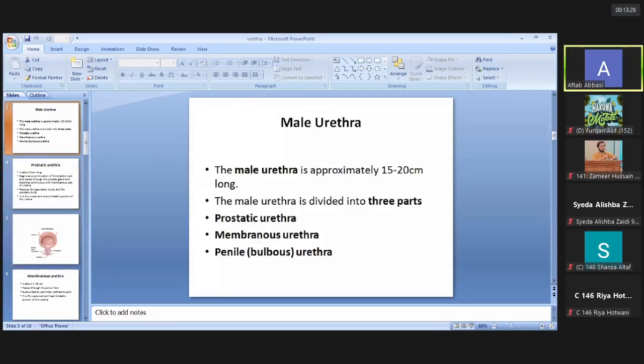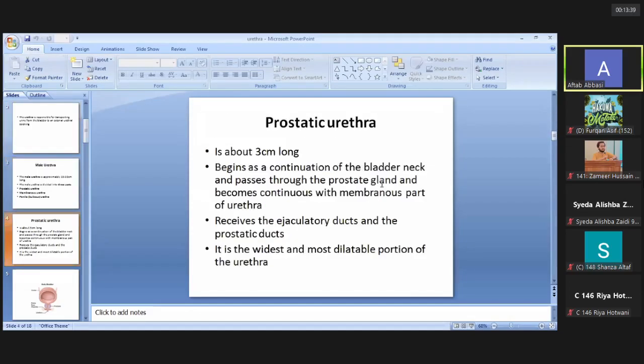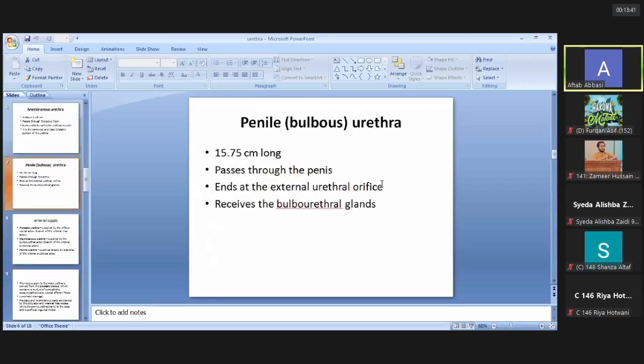And if you see the continuation or extension of the urethra, it extends from the urinary bladder to the external urethral meatus, or external urethral opening.